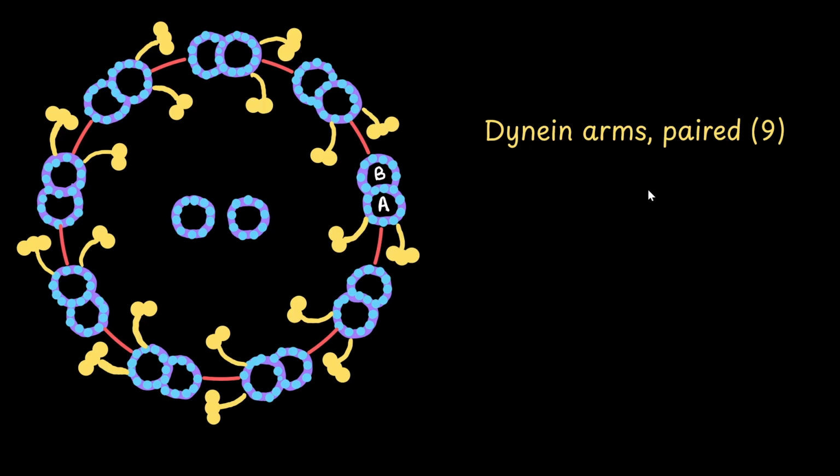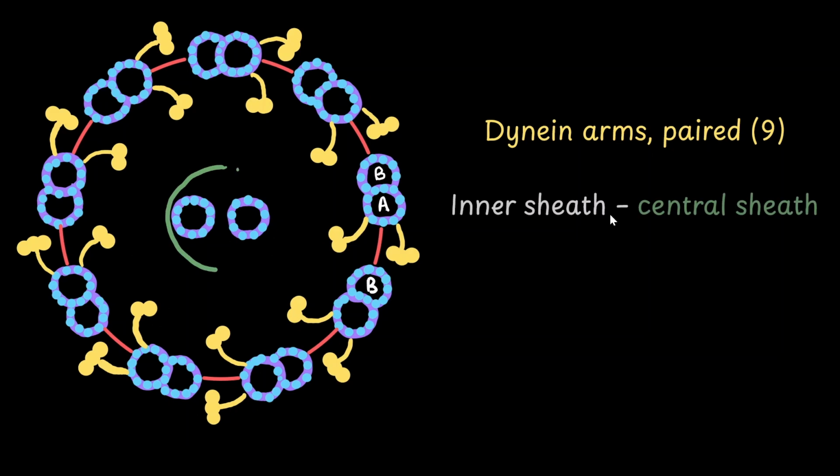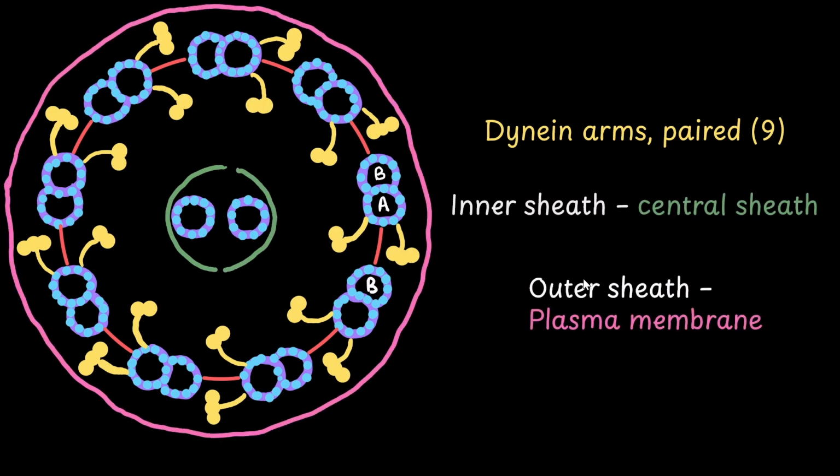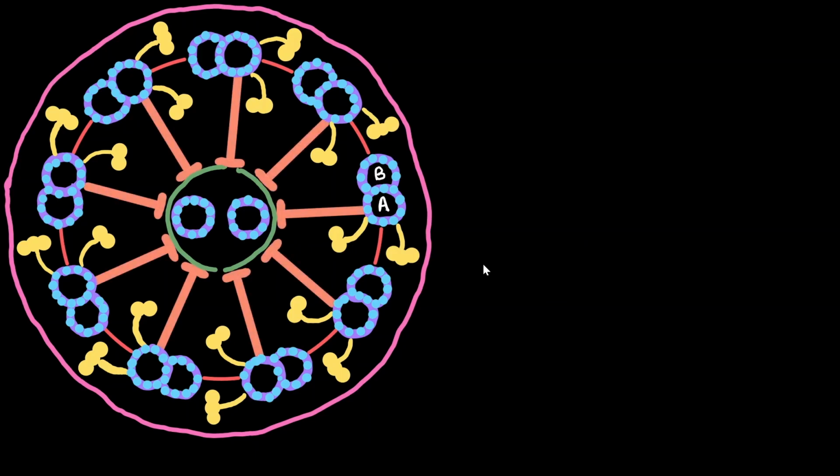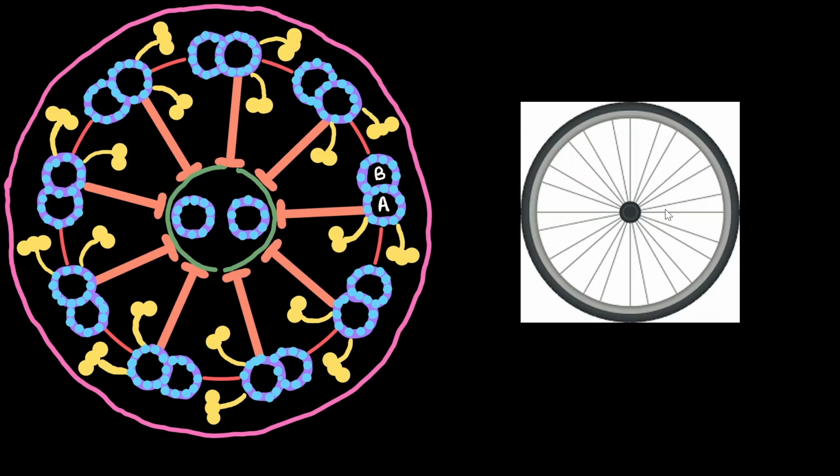The central singlets are enclosed by a fibrous sheath called the inner sheath or the central sheath. The peripheral doublets are enclosed by the outer sheath, which is an extension of the plasma membrane. The basal granule doesn't have the central singlets, therefore it doesn't have the central sheath as well, and this can be seen only within the flagella. The inner sheath is connected to the A tubule of each doublet by an elastic fiber. They resemble the spokes of a bicycle that connect the center to the rim, and hence these are named radial spokes or radial bridges.